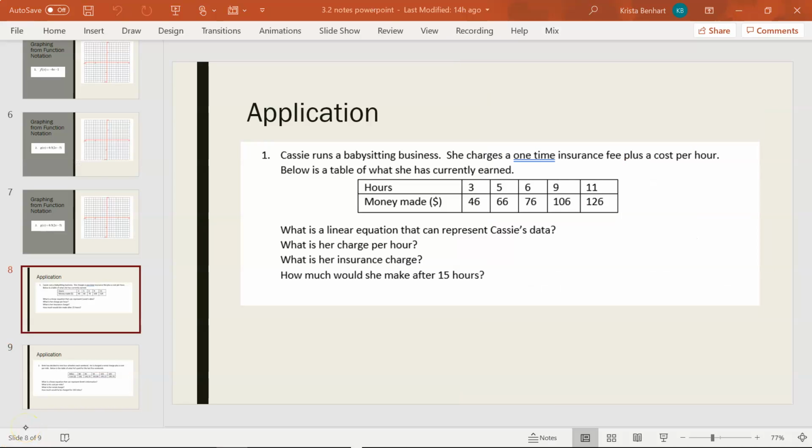Okay, so here are some application problems. What you need to do for these, it says Cassie runs a babysitting business. She charges a one-time insurance fee plus a cost per hour. Below is a table of what she has currently earned. Okay, first we have to come up with a linear equation.